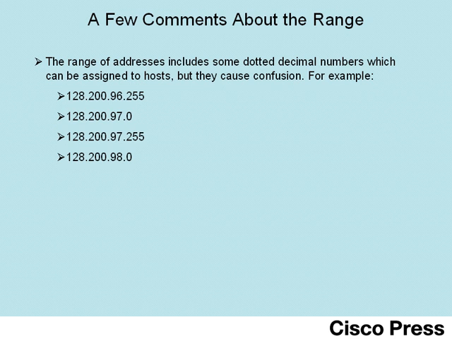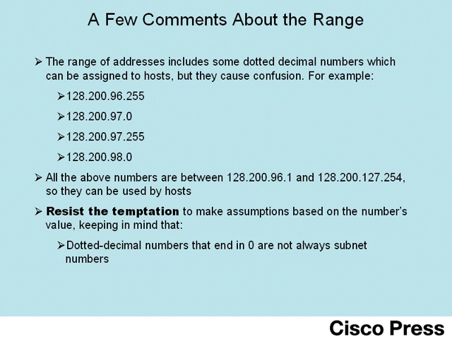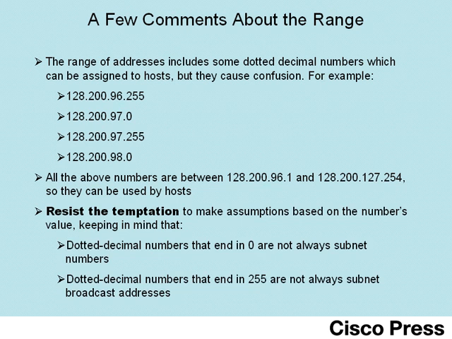Many people might look at those numbers and instantly think that the ones that end in 0 are subnet numbers, and the ones that end in 255 are subnet broadcast addresses. Well, all these numbers are valid assignable IP addresses. You can configure them on hosts in the subnet that we just looked at, and they work just fine. So try to resist the temptation to make assumptions about dotted decimal numbers, particularly because not all numbers that end in 0 are subnet numbers, and not all dotted decimal numbers that end in 255 are subnet broadcast addresses.